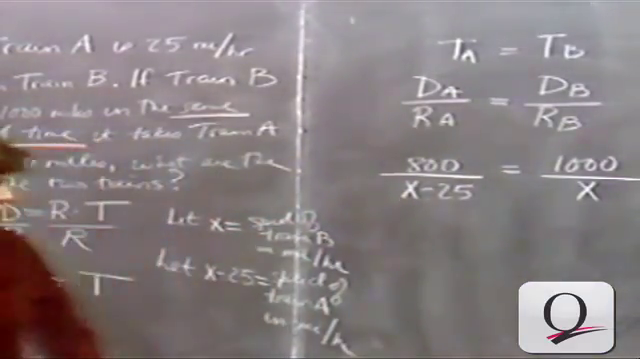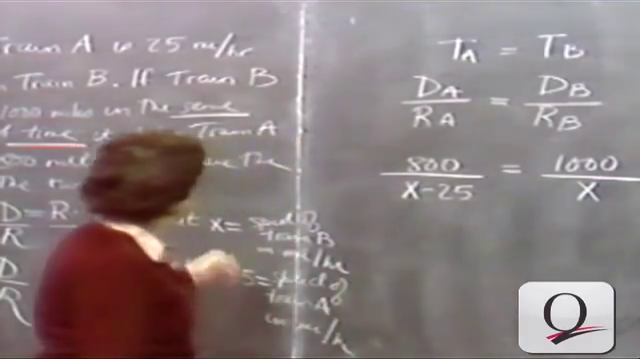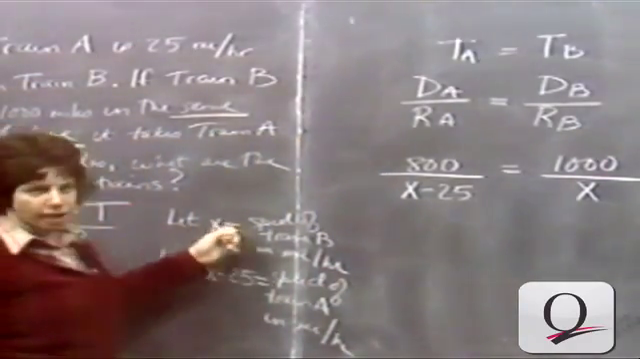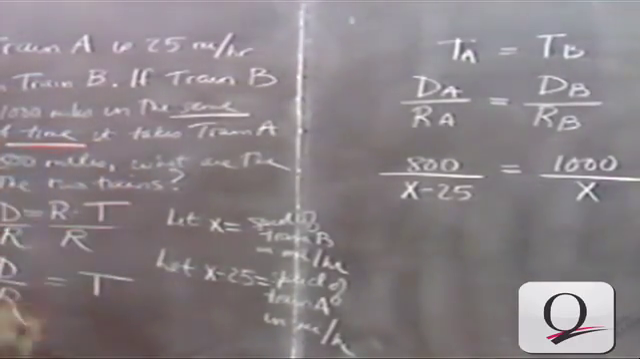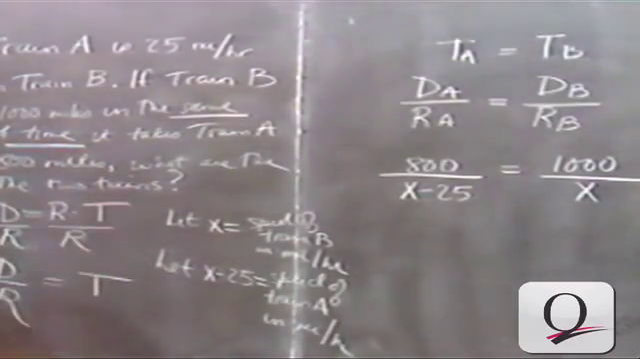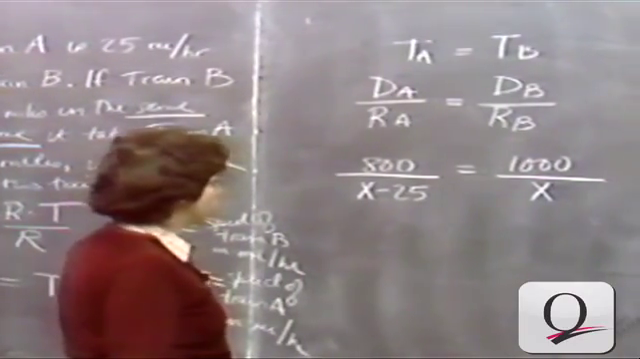It's a fractional equation, and we have one unknown, x, being the speed of train B. After we find x, we can then substitute and get x minus 25, the speed of train A, and that would solve the problem. The question being, what are the speeds of the two trains? Okay, over here we'd like to solve this fractional equation.